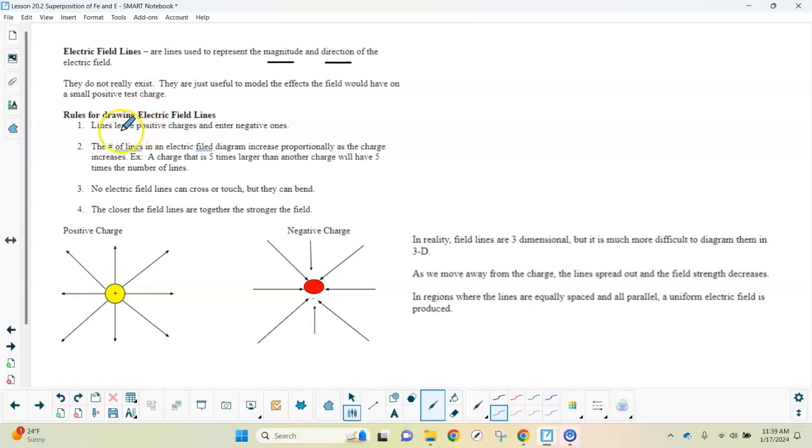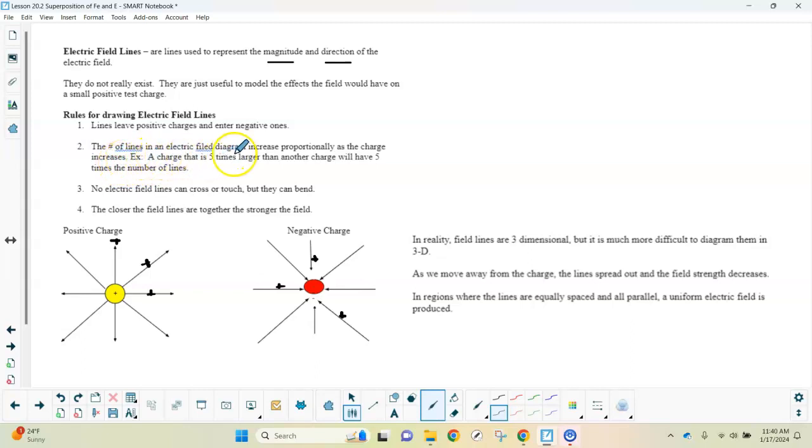All right, so some rules for drawing electric field lines. The first rule, lines leave positive charges and enter negative ones. So again, it's how it would affect a positive. So if I put a positive anywhere along these positions, you would see it's going to get pushed along those electric field lines. If I put a positive charge next to the negative, it would pull it in. So again, you can kind of see and visualize how that works. So lines leave positives and enter negative ones.